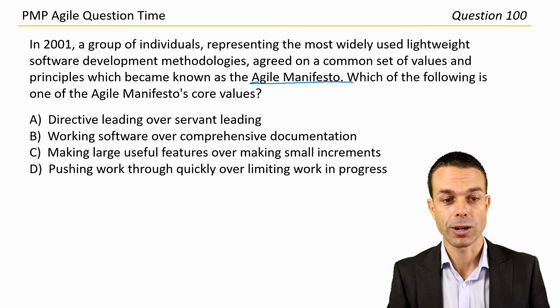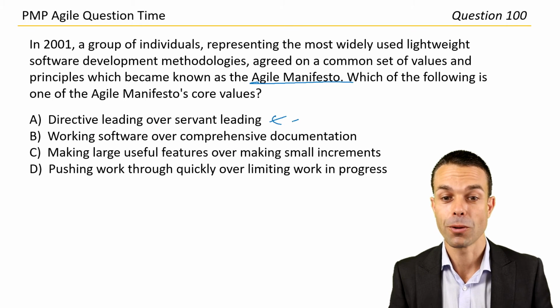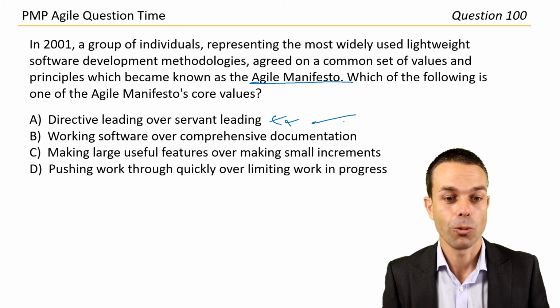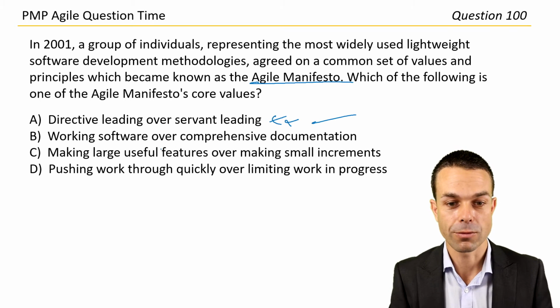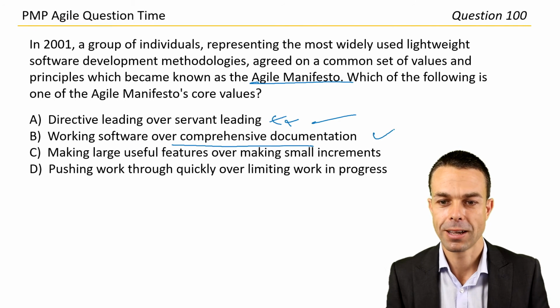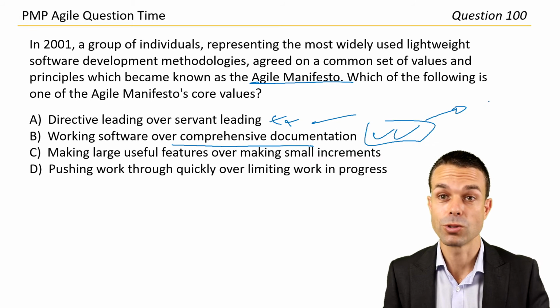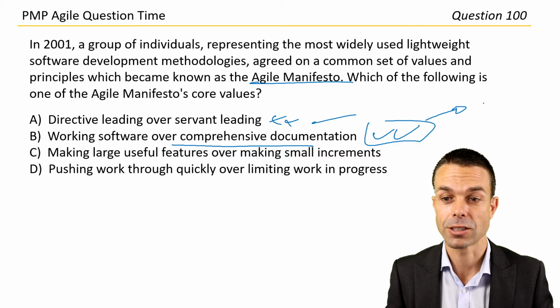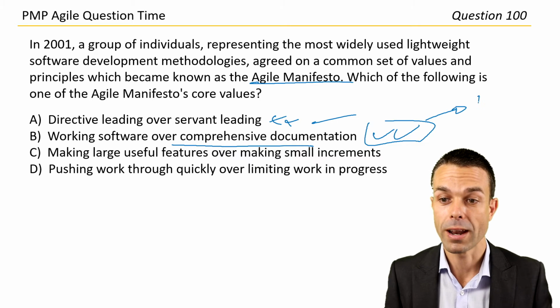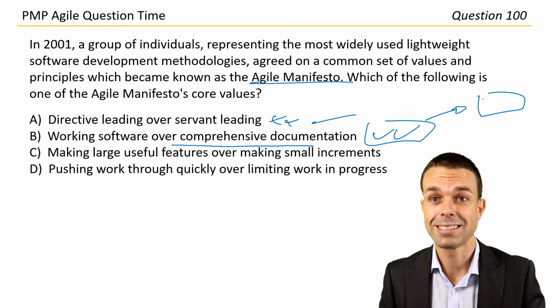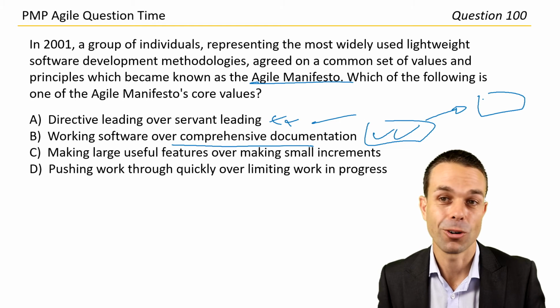All right, directive leading over servant leadership. No, we want servant leadership, as we said. Working software over comprehensive documentation. Oh yes, 100%. We're releasing features that can be used, that the customer can see, feel, and touch. We don't want to write a manual about it. We actually want to release a working feature instead, or a part of the software. This is part of the power.